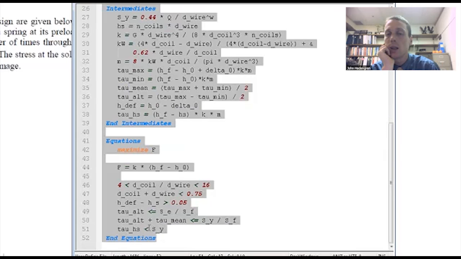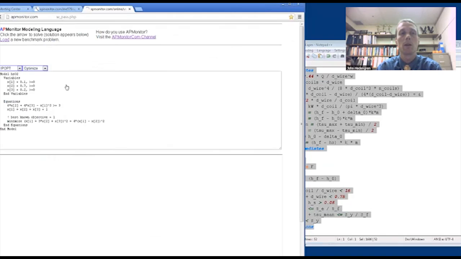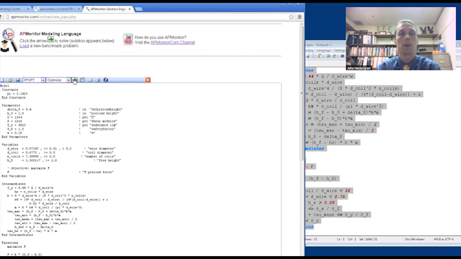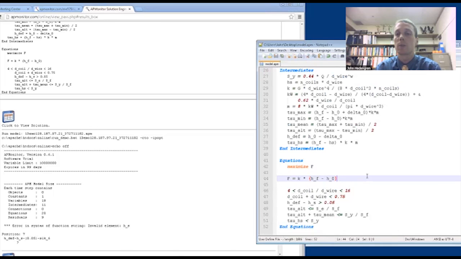Okay, so I'm going to go ahead and just use the web interface for this. This is maybe one of the easier ways to just replace the model here and then click optimize. And then it's going to quickly point out any syntax errors that I have in my model. In this case, I had H underbar S defined somewhere, and it should have been HS. So let me go ahead and just correct that in my text file.